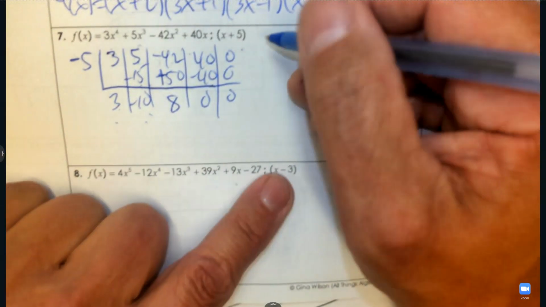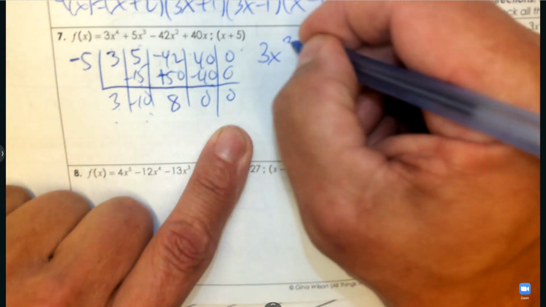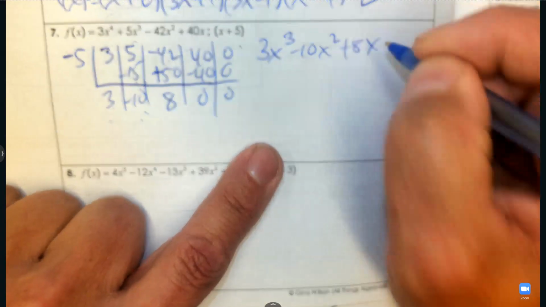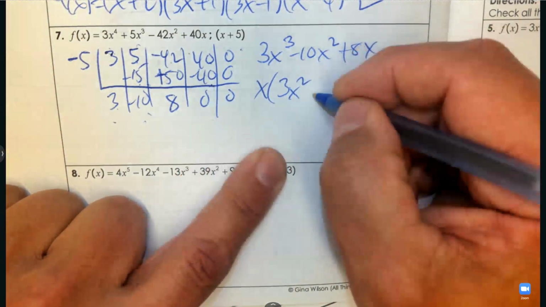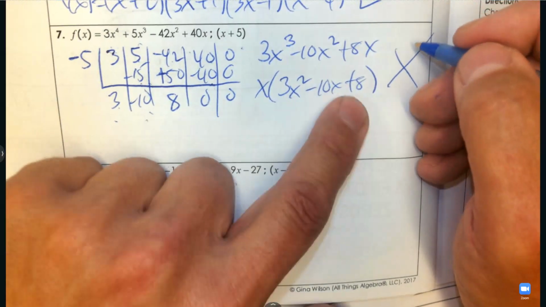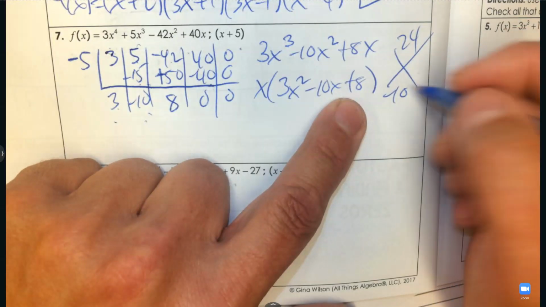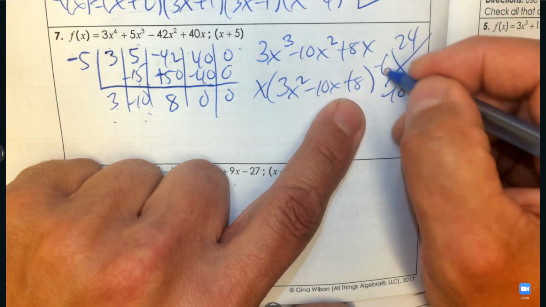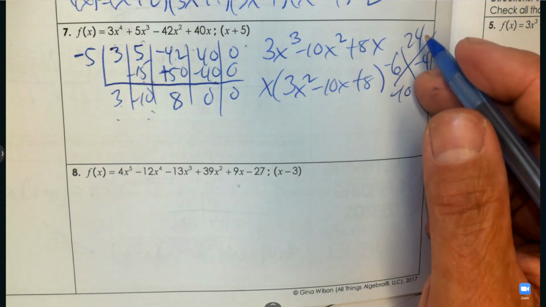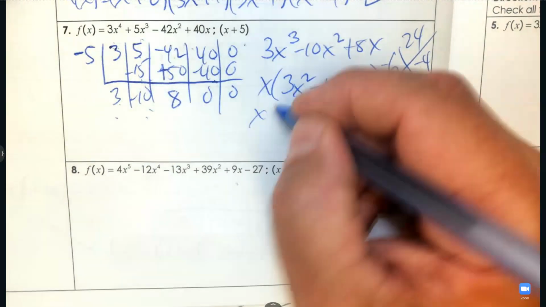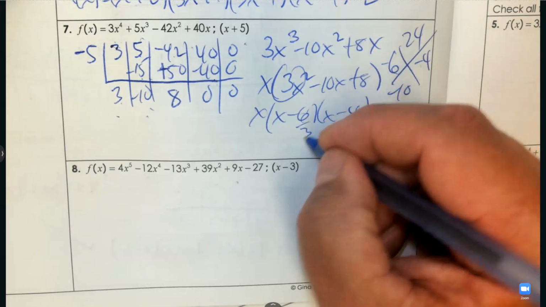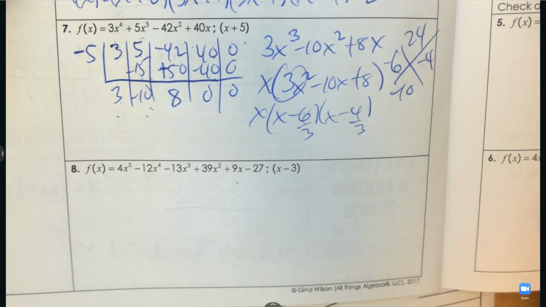So what I'm left with is 3x cubed minus 10x squared plus 8x. Now, I could factor out an x. I could have done that at the beginning too. So when I do this, the first number times the last number and negative 10, find the two numbers that fit. So negative 6 and negative 4, add to negative 10, multiply to 24. So I have x minus 6 and x minus 4. I got to divide by 3. And now I have all my answers.